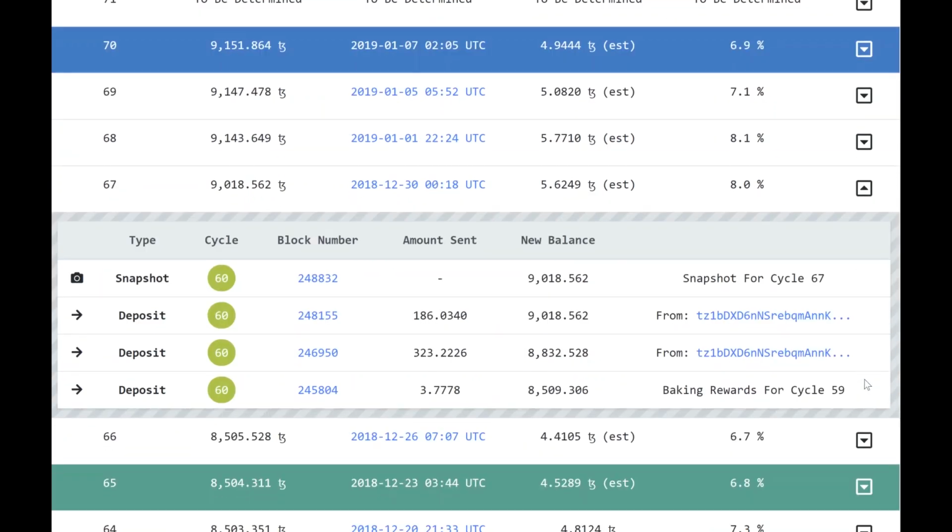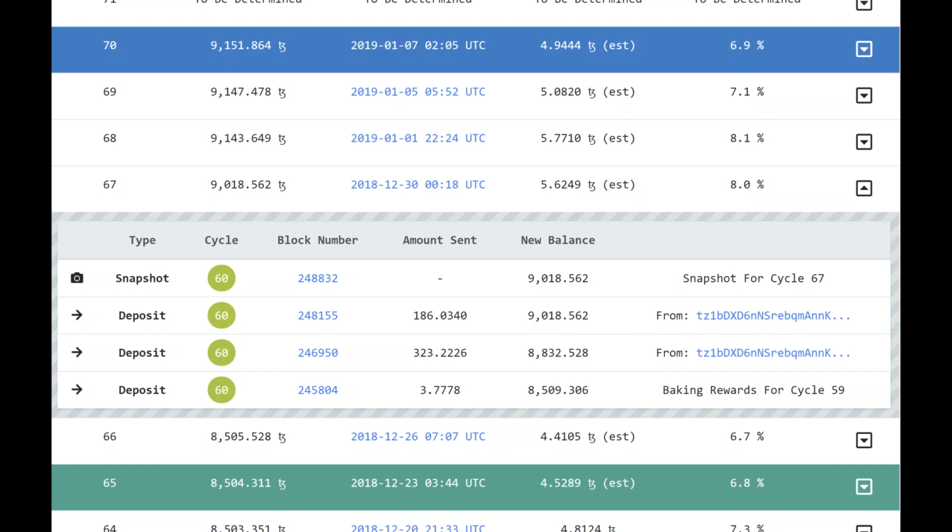The corresponding snapshot is cycle 60. We can also see 3 deposits: the rewards payment from Hayek Lab and 2 other deposits, 186 Tez and 323 Tez, likely by the delegator himself. Luckily for him, we see that the selected snapshot was after all of these deposits. Had the snapshot happened before these deposits, their delegation would have been accounted for only in baking cycle 68.